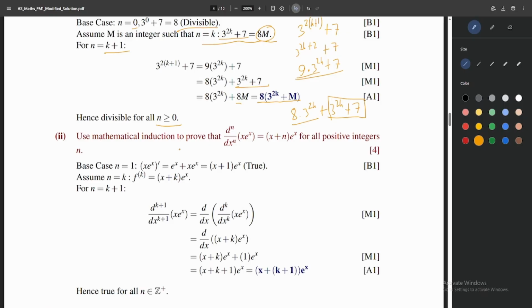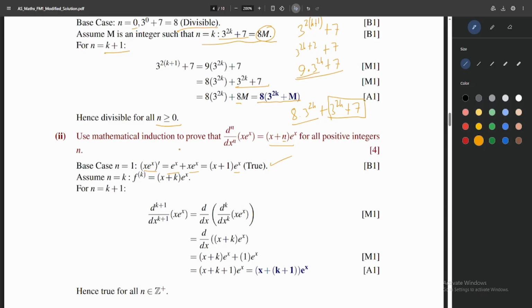So over here, that's what we did. We took the derivative of x e to the power of x, and we got this. And then we took e to the power of x common to simplify this further, to make it more like this form. And is this true? Let's see. n equals 1, and yes, it's true. So the base case is proved.